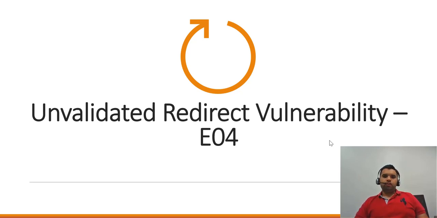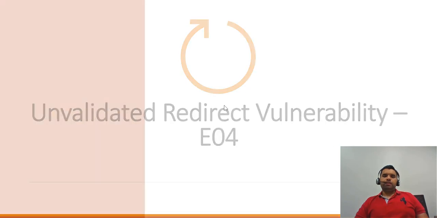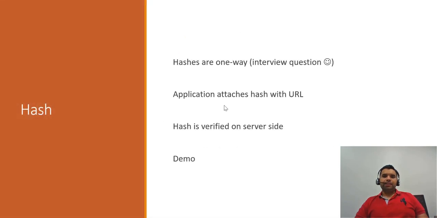This is episode 4 of the Unvalidated Redirect Vulnerability. In this episode, we're going to take a look at the hashing techniques that developers generally use to avoid the redirect vulnerability, and as a pen tester, what you can do to bypass it, or maybe also find the vulnerabilities in the implementation of this hashing functionality. Now, just so you know, hashes are one way, so it's not like you can unhash things.